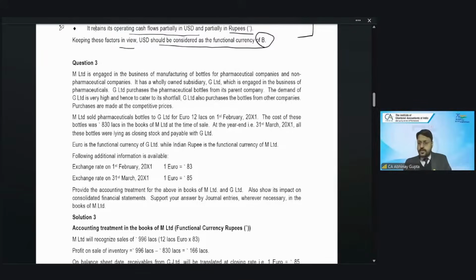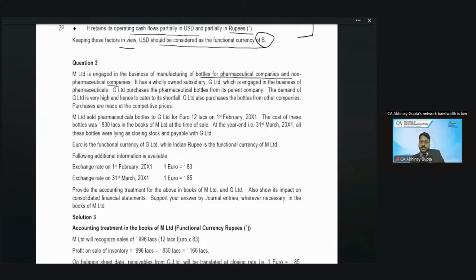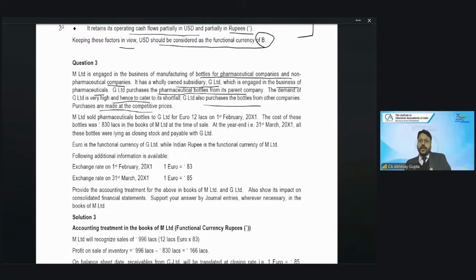Let's do the third question. M Limited is engaged in the business of manufacturing of bottles for the pharmaceutical companies and non-pharmaceutical companies. It has a wholly owned subsidiary G Limited, which is engaged in the business of the pharmaceuticals. G Limited purchases the pharmaceutical bottles from its parent company. The demand for G Limited is very high, and hence, to cater its shortfall, G Limited also purchases the bottles from the other companies. Purchases are made at the competitive prices.